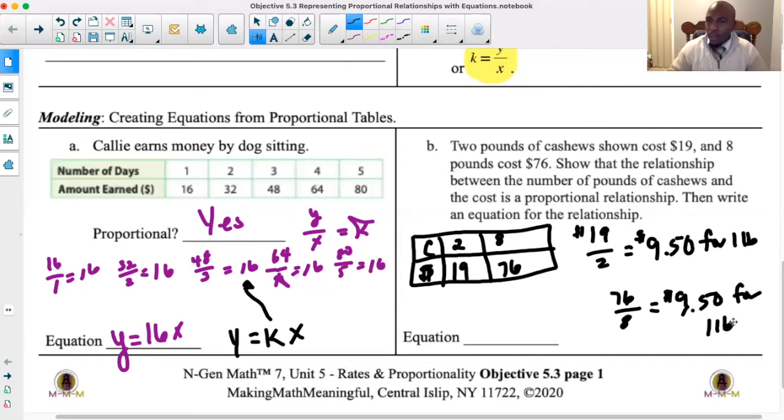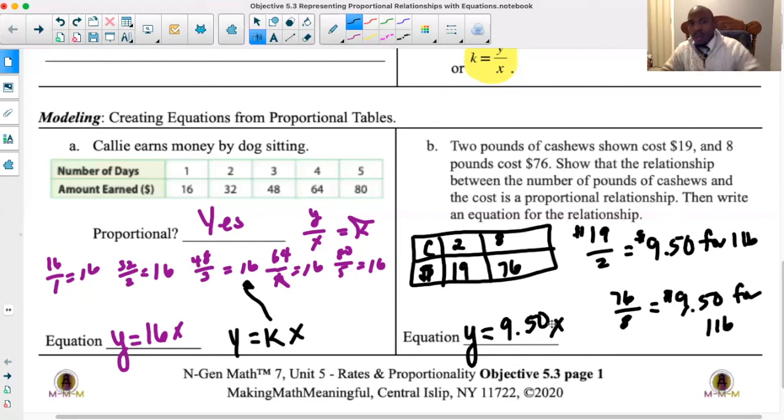So is this proportional? The answer is yes, it is. I created a table to show there's a proportional relationship. I found the constant, which is 9.50. Because there's a constant, because this is a unit rate, I can tell you, yes, it is proportional. Both of these make sense. So what's the equation? Well, y is equal to my constant multiplied by x. And that's what we're doing.